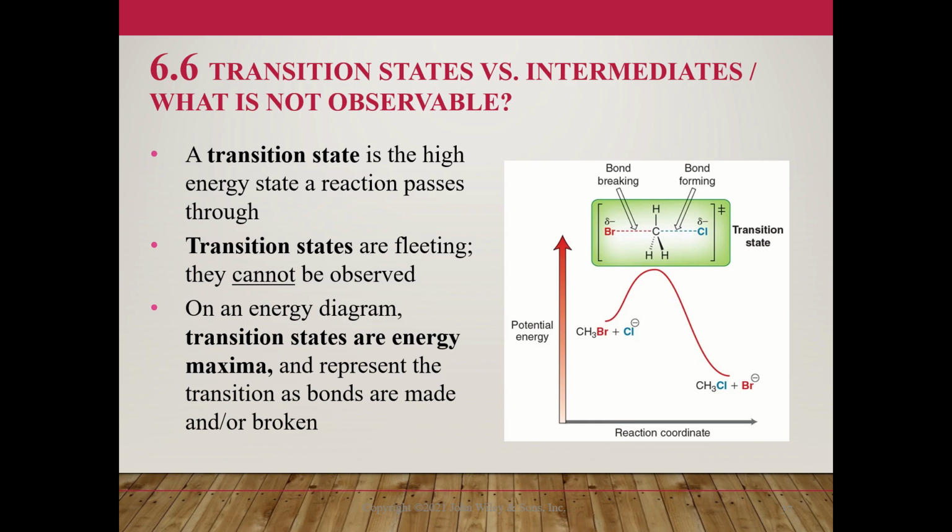Now, transition states, they're fleeting. They cannot be observed because, again, the exact moment that there's enough energy to reach that point, it's already moved past that point to then go toward a lower energy state. On the energy diagram, the transition states are always energy maxima and represent the transition as bonds are made and or broken.